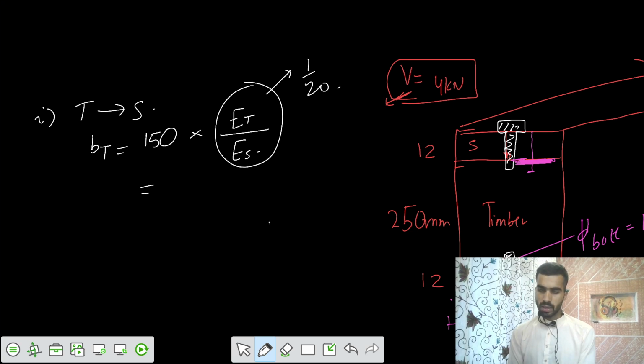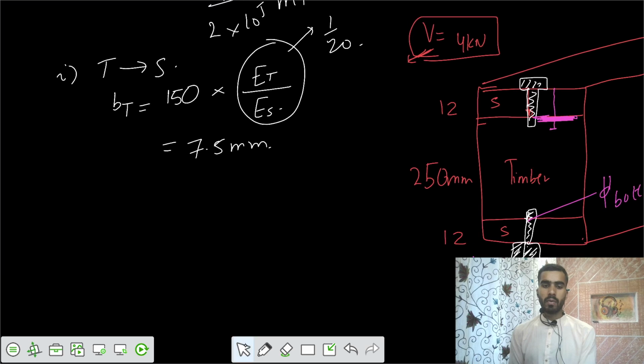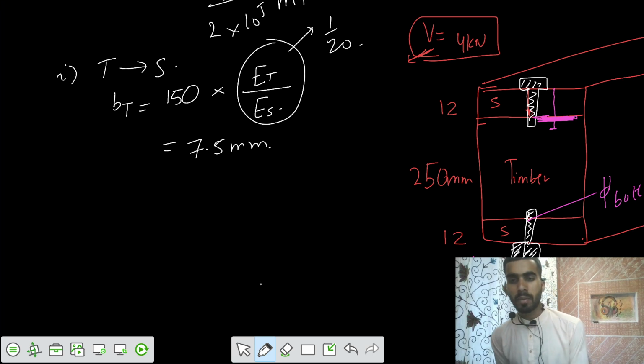We have that this is your 10 to the power 4 megapascal divided by 2 into 10 to the power 5 megapascal. So that's your 1 by 20. So you divide that, and you get a value of 7.5 mm. So that means the equivalent width of the section, if you replace the timber by steel, you have to just use 7.5 mm of steel in place of that 150 mm.